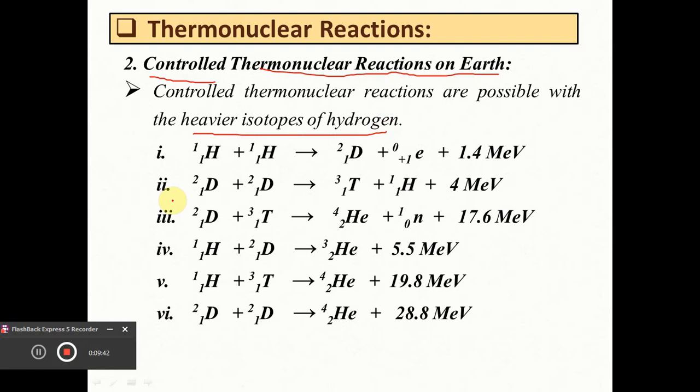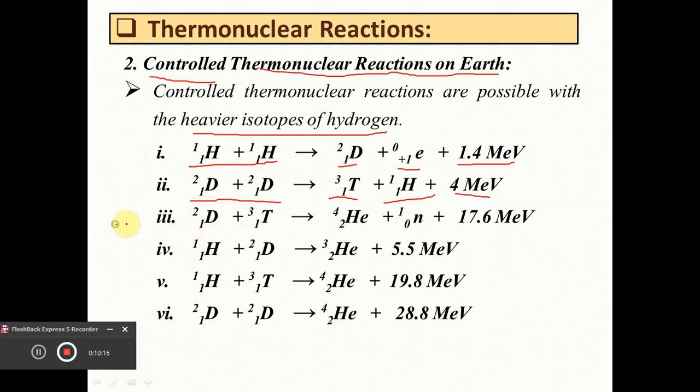So dear friends, see here, in the first step of this controlled thermonuclear reaction, two hydrogen nuclei combine with one another and give one isotope of hydrogen called deuterium, with the liberation of a positron and 1.4 million electron volt of energy. Again, two deuterium nuclei combine with one another and give the third isotope of hydrogen called tritium, with the liberation of another hydrogen nucleus and 4 million electron volt of energy.